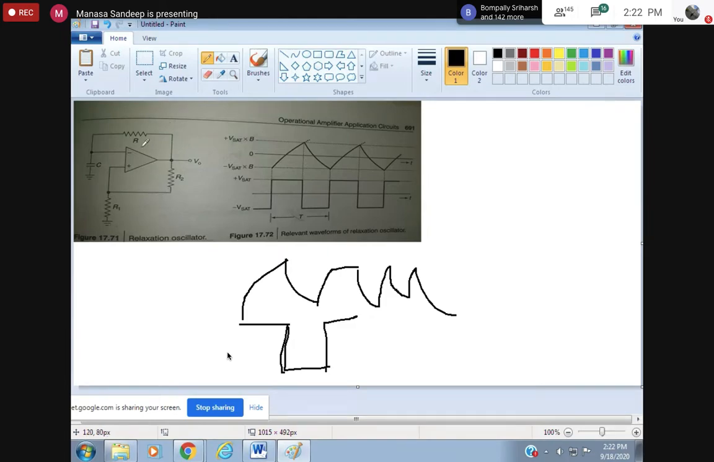On screen you're seeing the circuit diagram of the relaxation oscillator. Coming to the waveform, you have to write this compulsorily. Here the capacitor charges between these two points. When the capacitor is charging, the output is in plus V saturation. Whenever the capacitor is discharging, the output is in minus V saturation. Writing the waveform is also very simple. Next is the explanation, the working part.